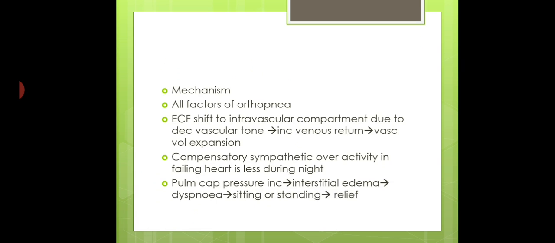Mechanisms of PND: all factors of orthopnea come into play. Extracellular fluid shifts to the intravascular compartment due to decreased vascular tone, that causes increased venous return and vascular volume expansion. And compensatory sympathetic overactivity in the failing heart is less during night, and that could predispose to PND. Pulmonary capillary pressure increases, and that can cause dyspnea.